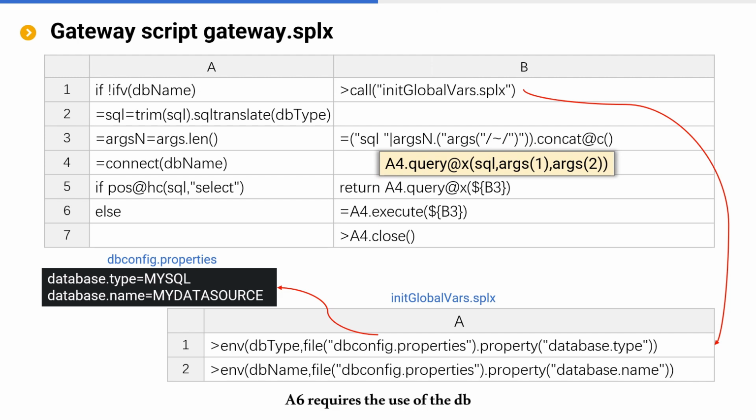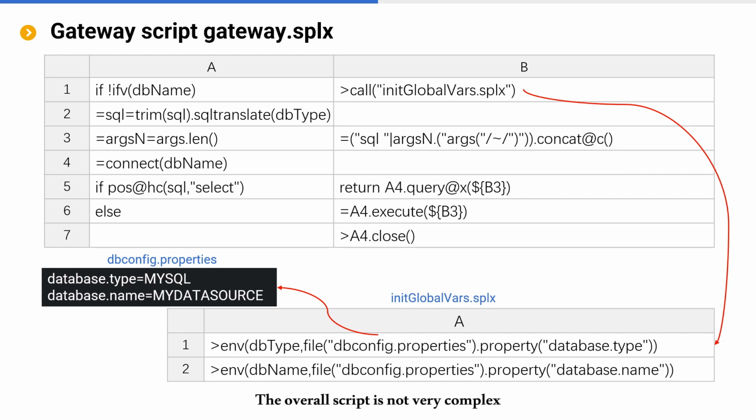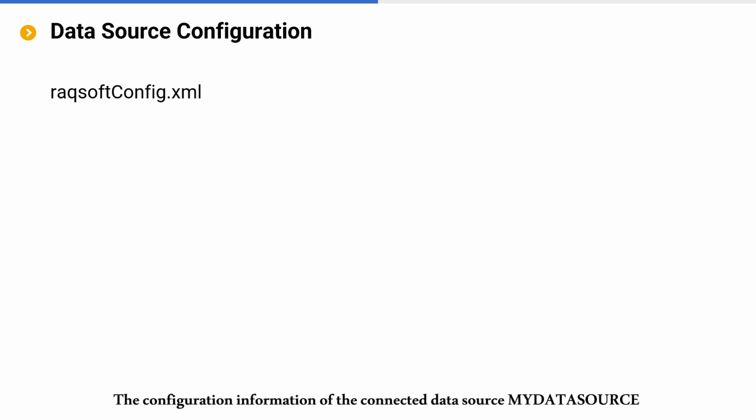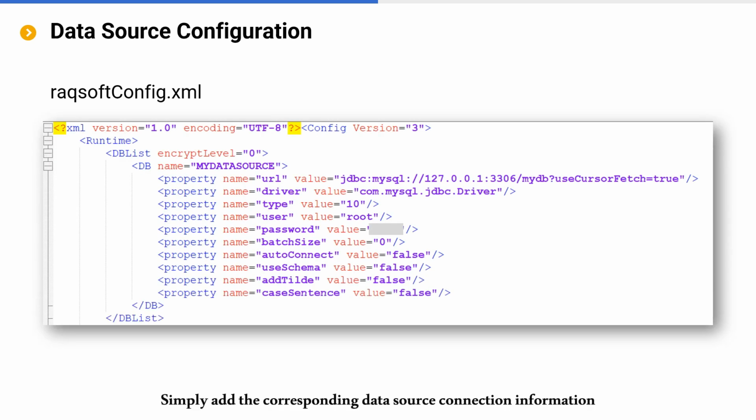A6 uses the db.execute function to execute SQL statements for non-select statements. The overall script is not very complex, and future modifications to the script do not require restarting the application, as SPL is interpreted and executed and supports hot swapping. The configuration information of the connected data source, mid-autosource, can be found in the racksoftconfig.xml file. Simply add the corresponding data source connection information for the DB node configuration. Multiple data sources can be configured sequentially.